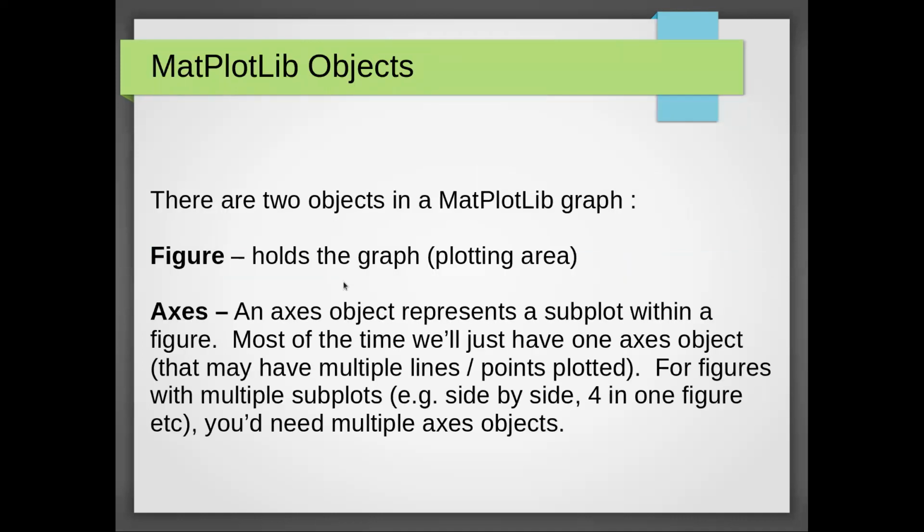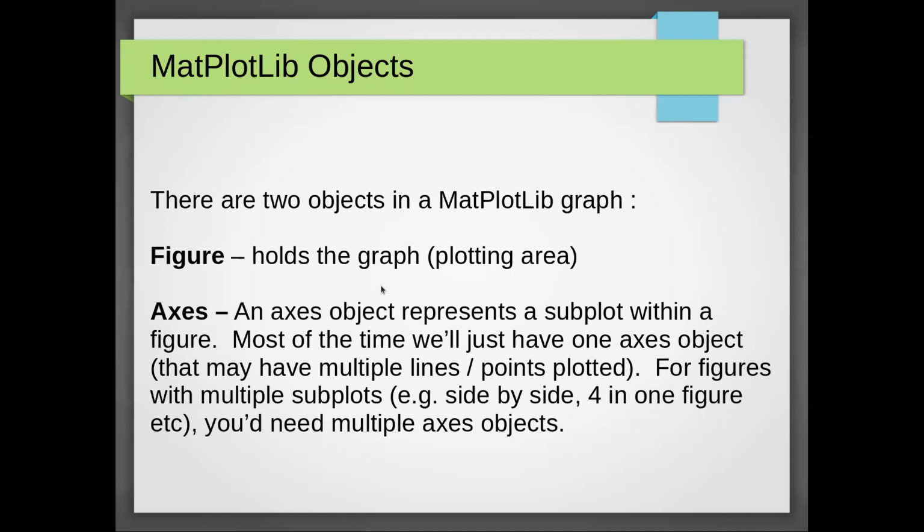So because we're going to be showing you the object-oriented approach, we need to think about what the objects are in the Matplotlib library. And there's basically two objects in a Matplotlib graph. The names of these can seem a bit odd if you're not used to using this, so it's worth just getting some of the nomenclature they use into your head early. So they talk about a figure. There's a figure object. The figure holds the graph, so it's like the plotting area for whatever you want to plot.